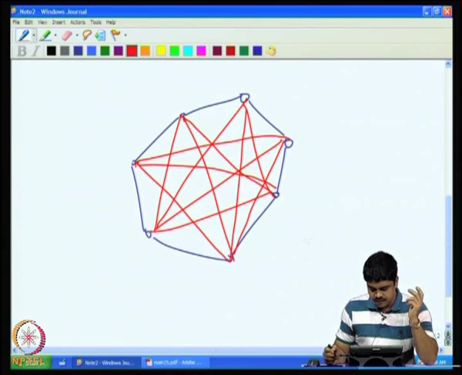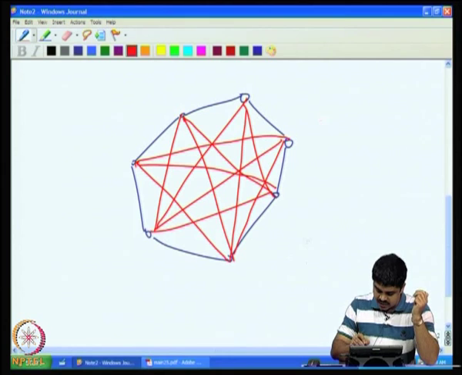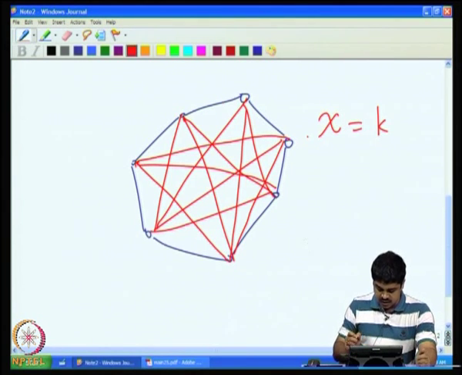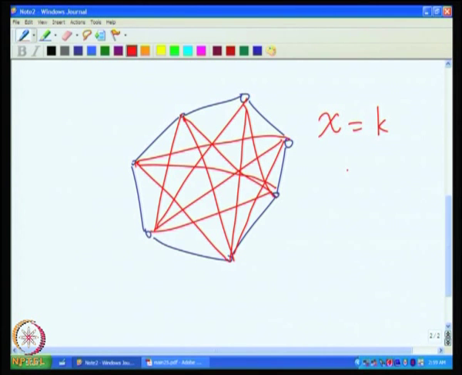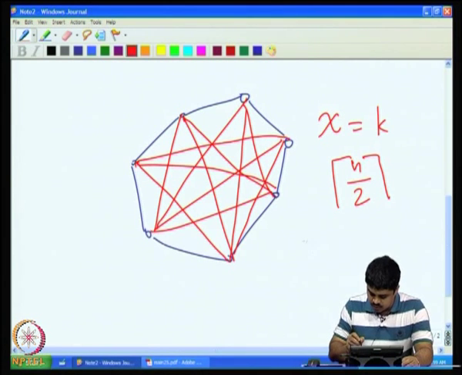So, for instance, if you try to color this, the chromatic number will become the clique cover number for the cycle, and because there are 2 vertices in a clique, we need how many cliques? It is essentially the ceiling of n by 2 cliques that are required. So, the clique cover number of the cycle is the ceiling of n by 2, and the chromatic number of the complement is going to be ceiling of n by 2.